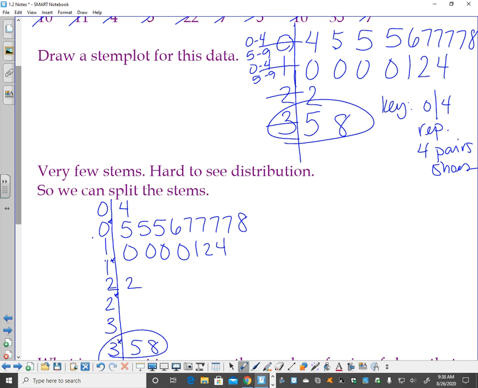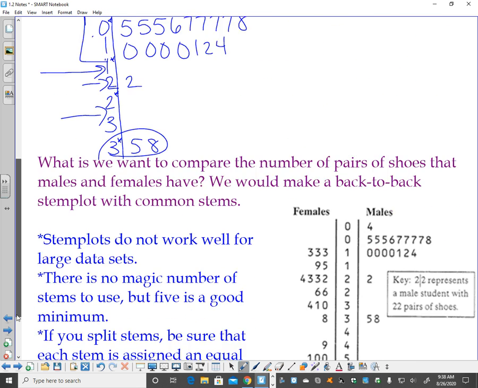I can see a nice cluster here. I mean, we can include the 4, that's fine. I can see now a gap here and a gap here where I couldn't see that before. So splitting the stems is extremely beneficial. Okay.